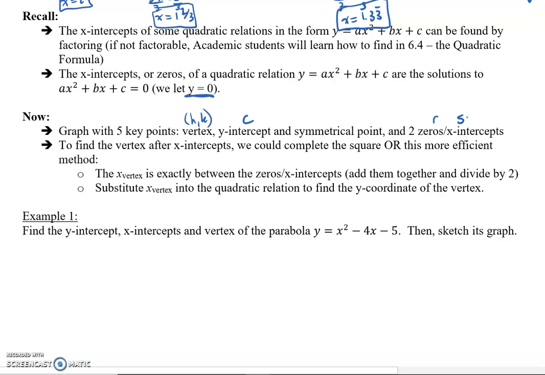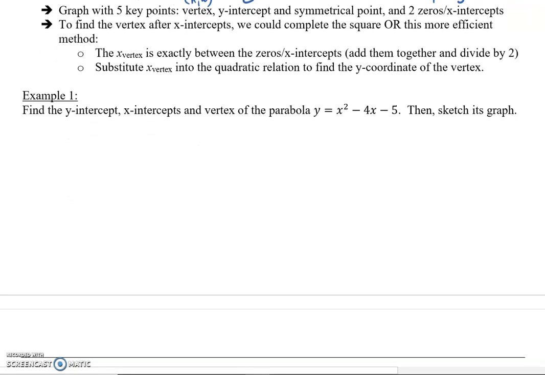To find the vertex after the x-intercepts, we could complete the square, or this more efficient method, which we'll go over. The x-vertex, as we'll notice, is exactly between the zeros, the x-intercepts. If you add them together and divide by 2, then you get the x value of the vertex, and then you can sub that right back in the equation, and that'll spit out the y value of the vertex. If that all sounded confusing to you, let's do an example and actually see how that works out.